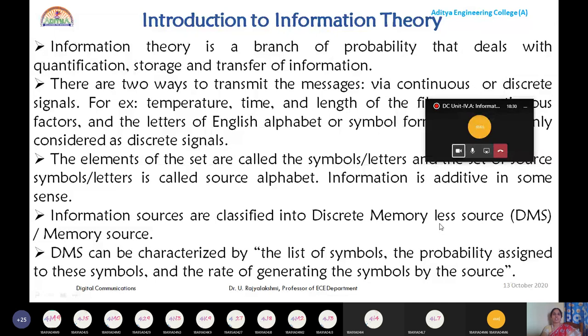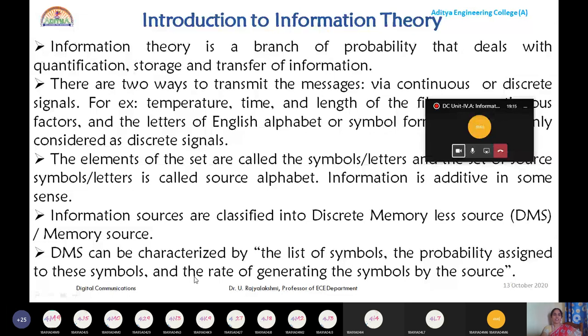As in the case of pulse digital modulation techniques, we used a prediction filter in the feedback section, which stores the past information. But this discrete memoryless source doesn't have any information regarding the past data. And one more point: this DMS, the discrete memoryless source, can be characterized by the list of symbols, the probability assigned to these symbols, and the rate of generating the symbols by the source.